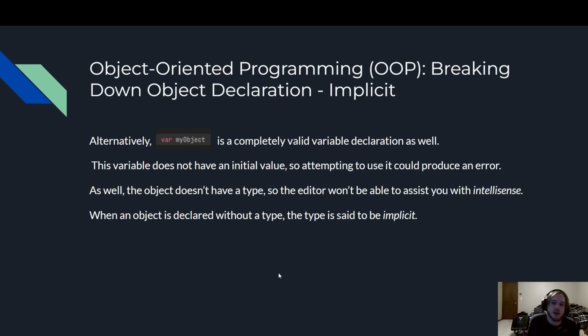So, we can do implicit variable declaration if we're lazy. var my object is a completely valid variable declaration. Totally fine. The variable does not have an initial value, so attempting to use it can produce errors. You have to make sure you have a value in it before you try to use it. As well, the object doesn't have a type, so the editor won't be able to assist you with IntelliSense. When an object is declared without a type, it is said to be implicit.